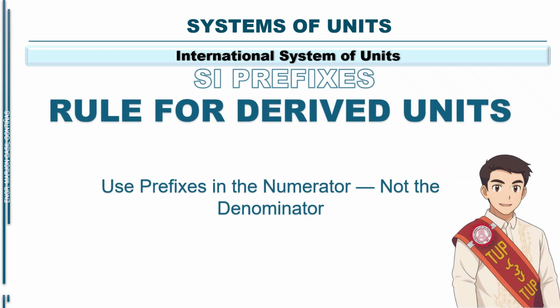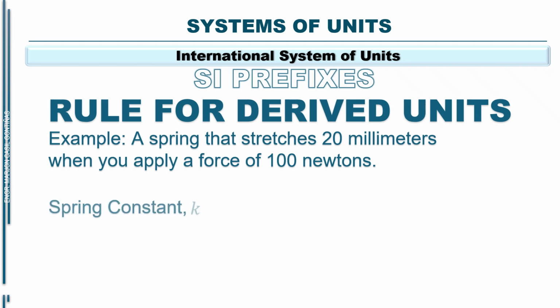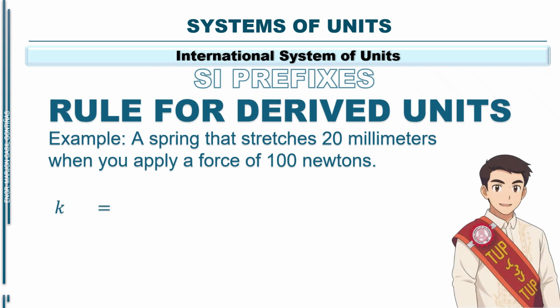Now here's a golden rule for derived units, and this one's important for engineering work. When you're working with derived SI units, especially when one unit is divided by another, you're allowed to use a prefix in the numerator, but never in the denominator. For example, imagine you have a spring that stretches 20 millimeters when you apply a force of 100 newtons. The spring constant K is calculated like this. Spring constant K is equal to 100 newtons over 20 millimeters.